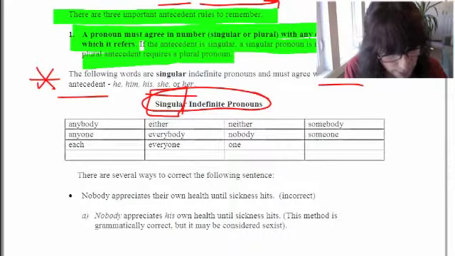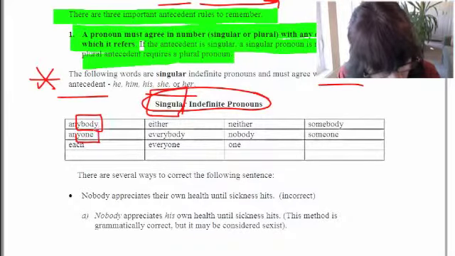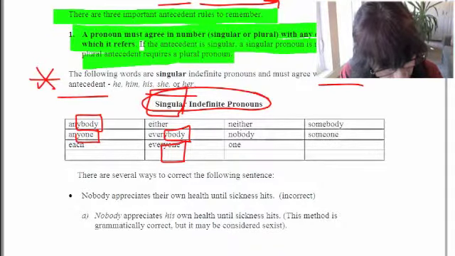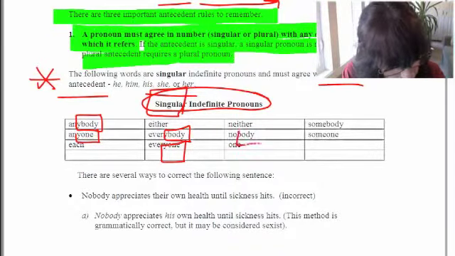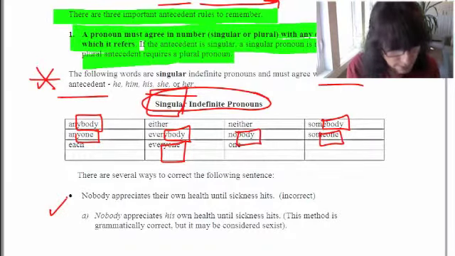Anybody, anyone, each, either, everybody, everyone, neither, nobody, one, somebody, or someone. Now you can tell body, it's one body, so it's singular. Anyone, everybody, everyone. The word one is in a lot of these. Nobody, like one body, somebody, someone. So when you look at it like that, it helps you to realize it's singular.